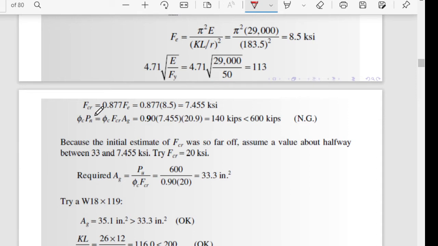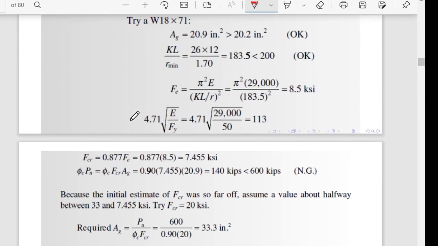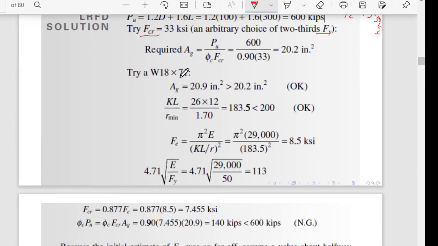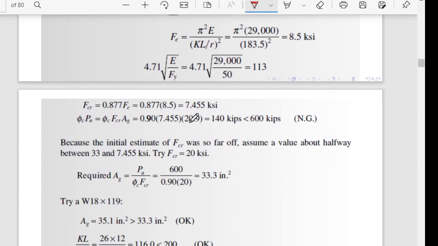Then substitute this to the design strength. This nominal strength can also be written as the resistance factor times the buckling stress, which we computed as 7.45455 ksi, times the gross area. This gross area is the area of the section that we select, W18 by 71, the gross area in the table is 20.9. So we use 20.9 here.